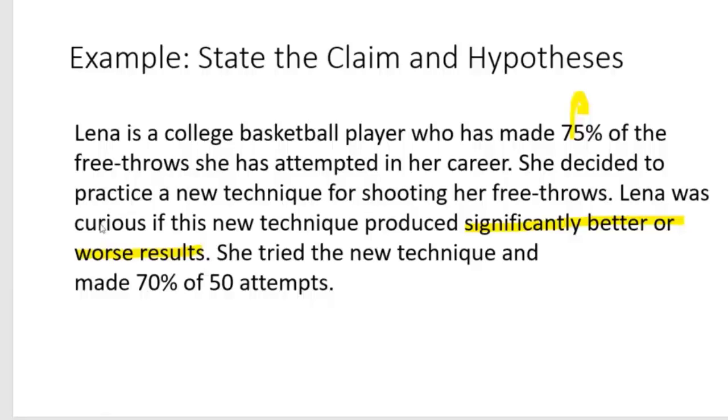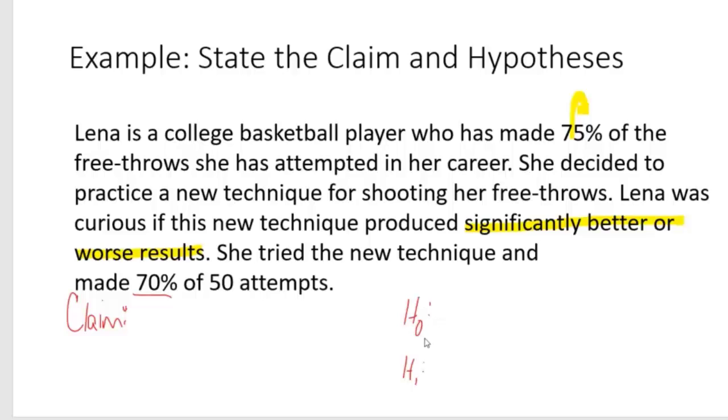The claim could be, since she is looking to see if this new technique produces significantly better or worse results, look at what happened here. It was only 70. So based upon the sample, we would say that the claim could have been 70, which would be less than. This one's a little bit less clear, but she's not actually asking if it's just worse. She wants to know if it's better or worse. I find it's generally easier to start with the hypotheses.